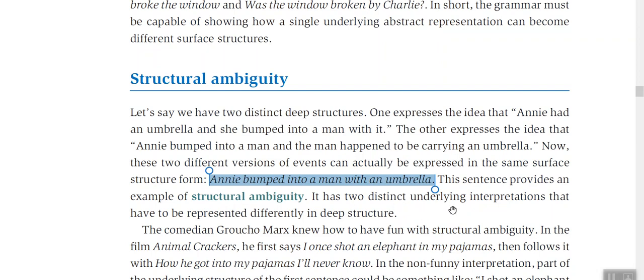It has two distinct underlying, hidden interpretations, meanings, that have to be represented differently in deep structure. They are different in deep structure. One is subject, verb, noun phrase, prepositional complement. See, the second is different, the man is carrying the umbrella.